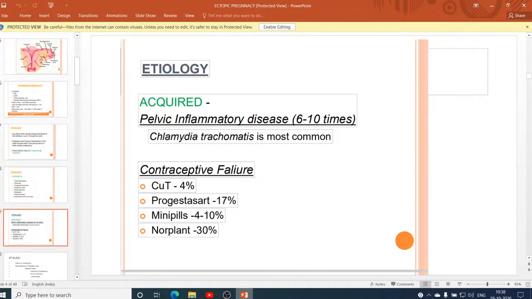Then in acquired causes, pelvic inflammatory disease is 6 to 10 times more common than other causes. Chlamydia trachomatis is the most common organism. Then in contraceptive failure, copper T is 4%. With progesterone, there is a 17% failure chance and ectopic pregnancy will be 17% more. Mini pills, that is progesterone-only pills, are 4 to 10%, and Norplant is 30%.